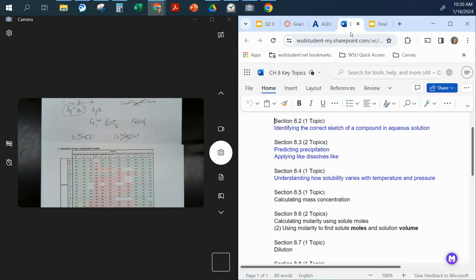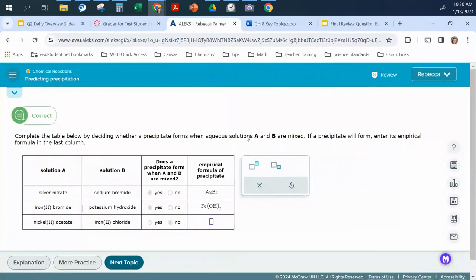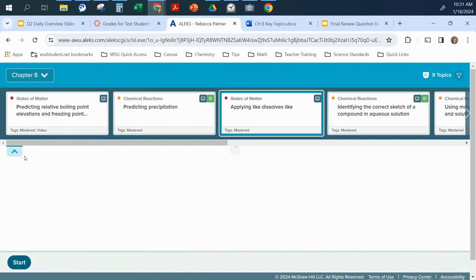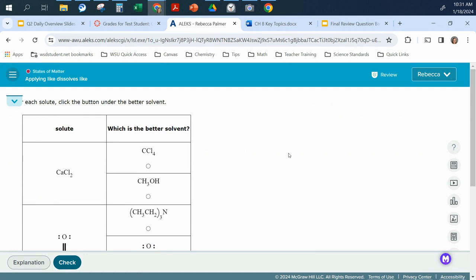All right, let's go to the next topic. Applying like dissolves like. Okay, so this one we're trying to pick something that will dissolve it. So we're trying to find something that is similar. So if it's covalent, it will dissolve in something that is similar to it. This also takes into account intermolecular forces. So if it has hydrogen bonding, it's going to dissolve in something that has hydrogen bonding.